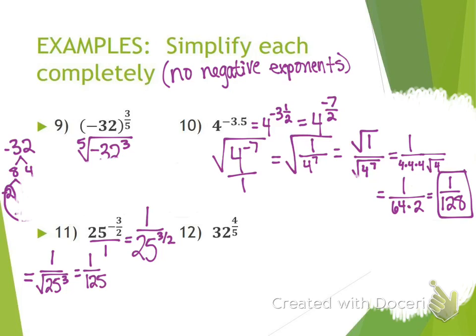If you need a refresher on that, go back to where we had 25 to the 3/2, or the square root of 25 cubed, and see how we broke that down. We made 2 groups of 25. The last 25 split into 2 5s. 25 times 5 is 125. So our answer should be 1 over 125. Questions on 11?